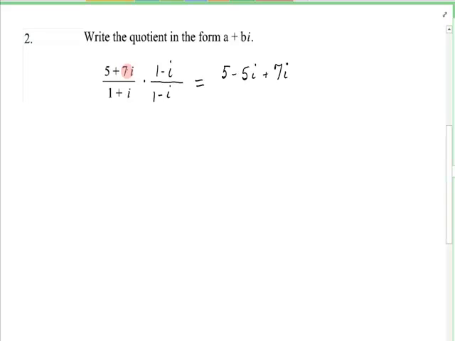Product of the last, 7i times -i is -7i squared. Let's go ahead and clean that up before we look at the denominator. We know that i squared is -1, and -1 times 7 makes it +7. Adding the real parts of 5 and 7 is 12. The imaginaries, -5i and +7i, is +2i.